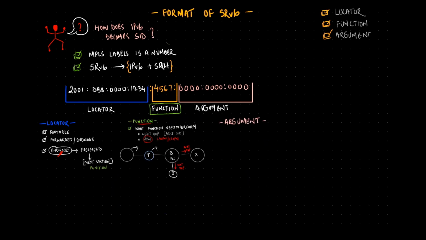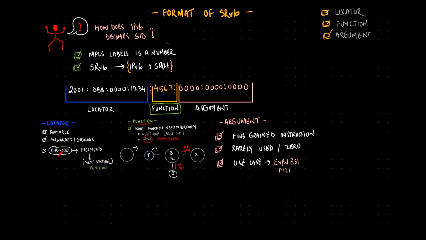The argument offers more fine-grained information to be processed. But in practice, it is rarely used, and we generally set it as 0000. It's not a mandatory division like the function and locator. The use case for the argument is EVPN ESI filtering.